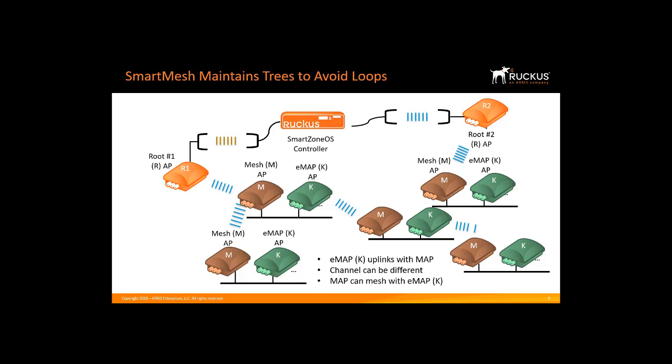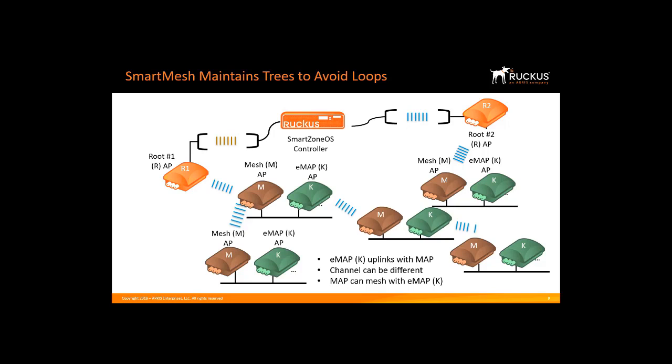We have 5 pairs of non-root APs. These non-root APs are connected with an Ethernet connection. After exercising the consensus protocol, one AP resumes the role of the meshing AP, while the other AP resumes the role of the EMAP. Mesh APs and EMAP APs may operate on different channels.